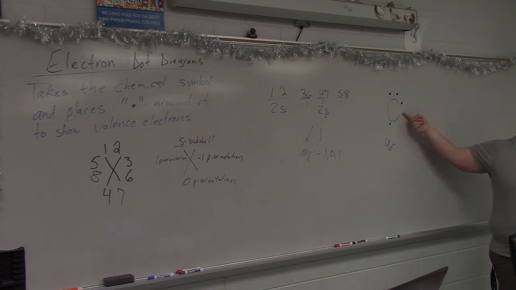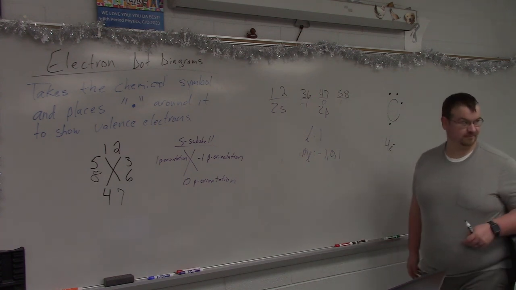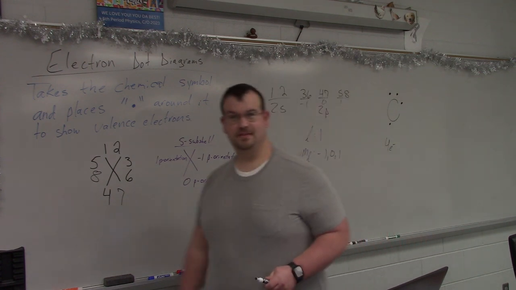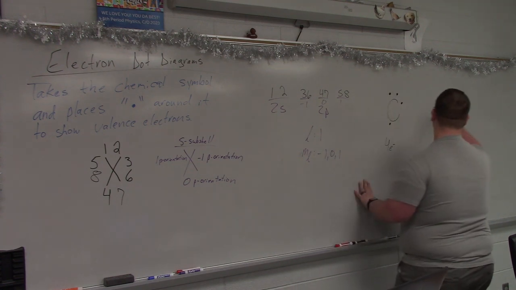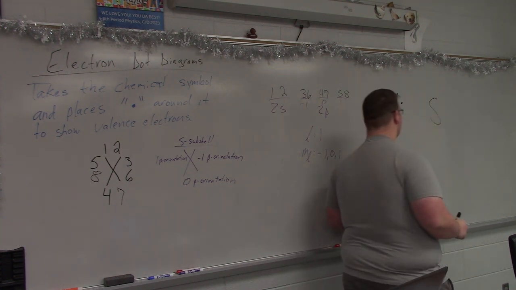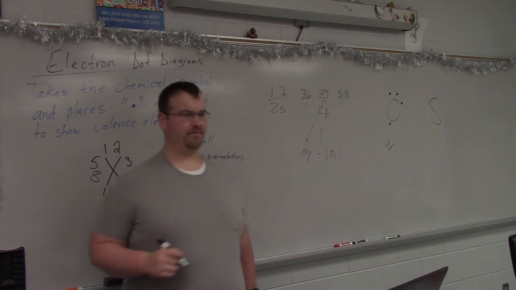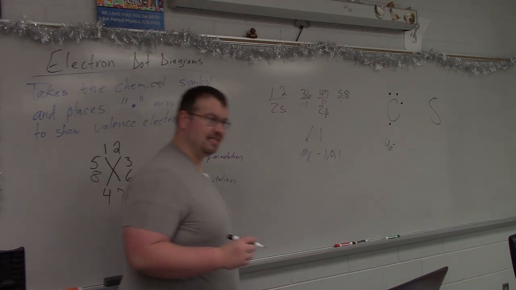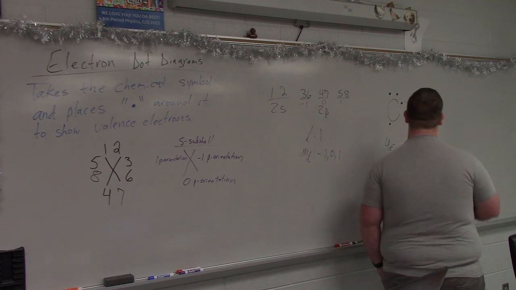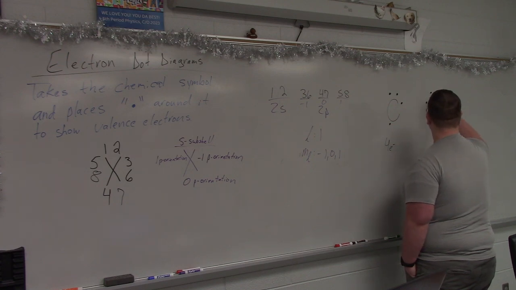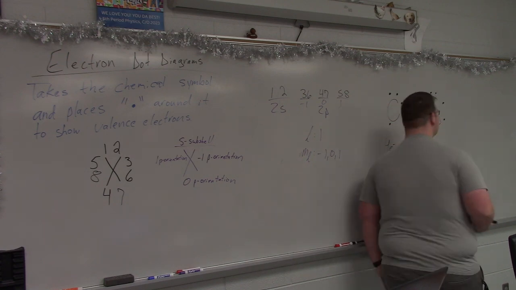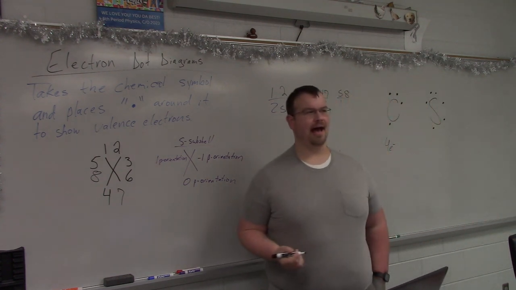No. Happens every year. Let's say I give you sulfur. How many valence electrons does sulfur have? Six. It's in the 16th column. So one, two, three, four, five, six. Six electrons.